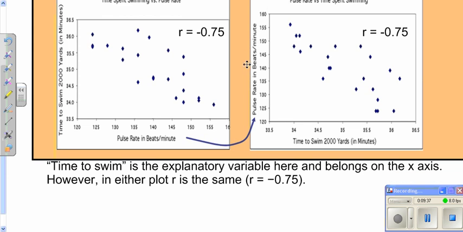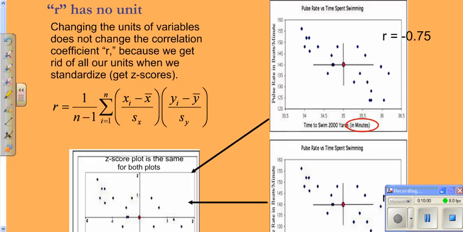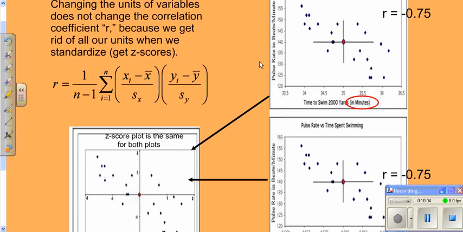So here's an example of where we flip our horizontal, our response, and our explanatory variables. Your graphs are going to look a little bit different. However, when you calculate R, you get the exact same R, even when you flipped your explanatory and response. So keep in mind that changing your explanatory and response makes no difference. Once again, R has no units. We've talked about that before.